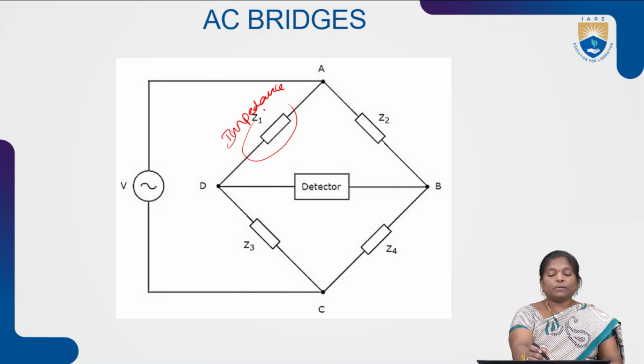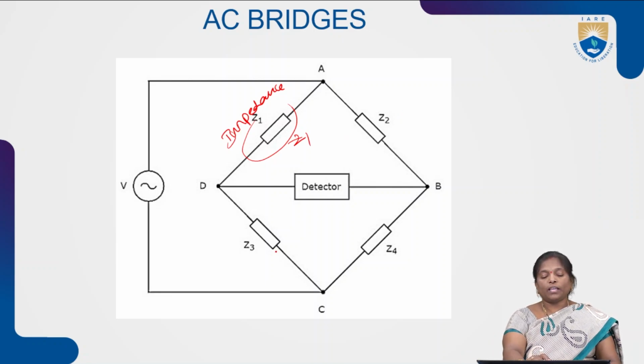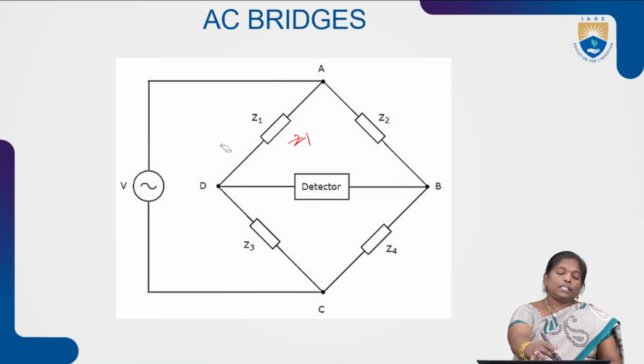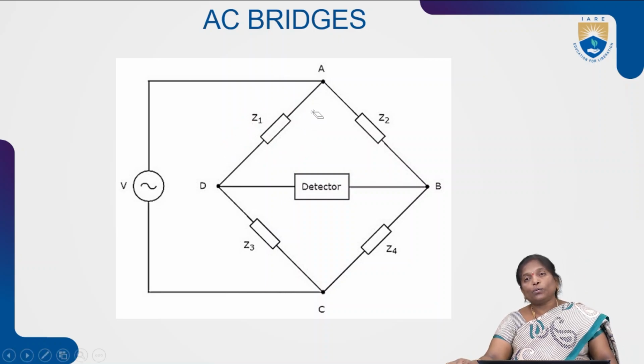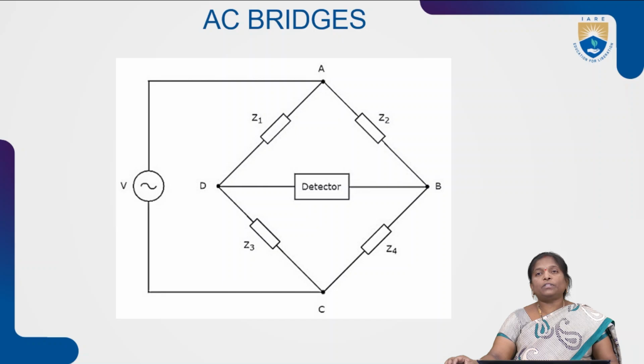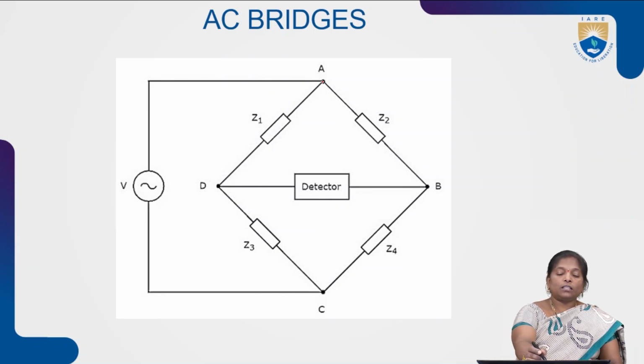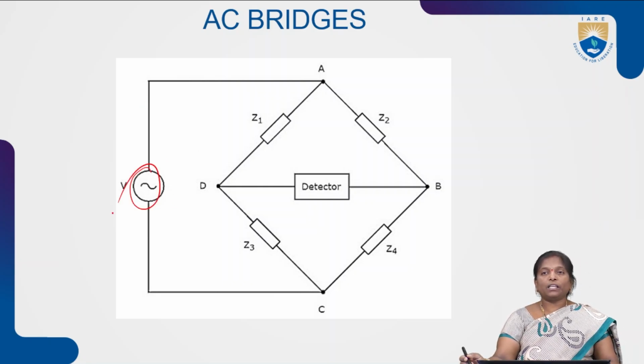The first arm has the impedance Z1, the second arm has the impedance Z2, the third arm has the impedance Z3, and the fourth arm has the impedance Z4. So in DC bridges, each arm consists of only resistance, whereas in AC bridges, each arm consists of impedance. Along with this, the two opposite arms are connected to an AC voltage. Similarly, the remaining 2 arms are connected to a detector. This is the construction of an AC bridge.